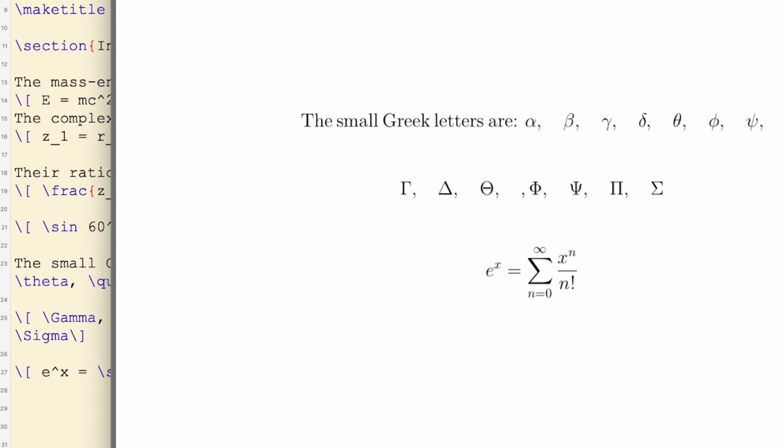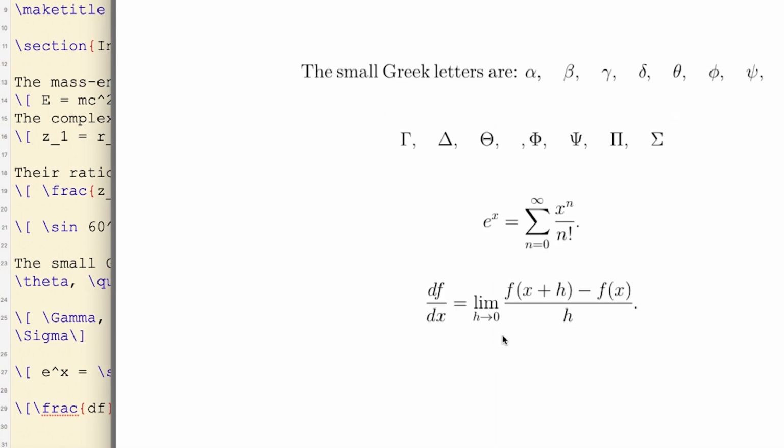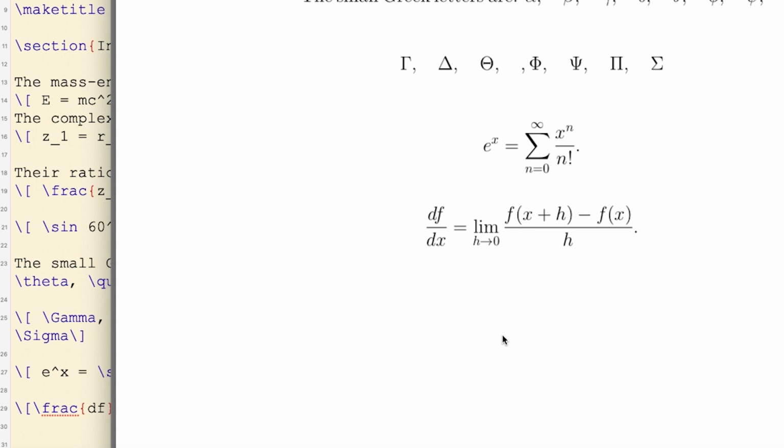Further, the limit can be written as \frac{df}{dx} = \lim_{h \to 0} \frac{f(x+h) - f(x)}{h}. So this produces the famous expression df by dx equal to limit h goes to 0 of f of x plus h minus f of x divided by h. So for limit we are using \lim.